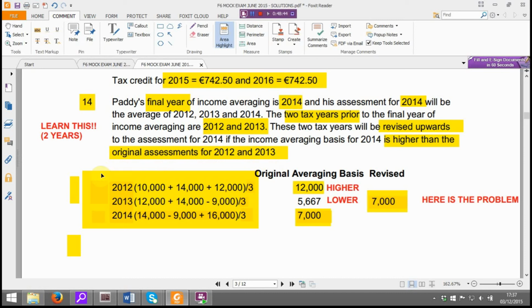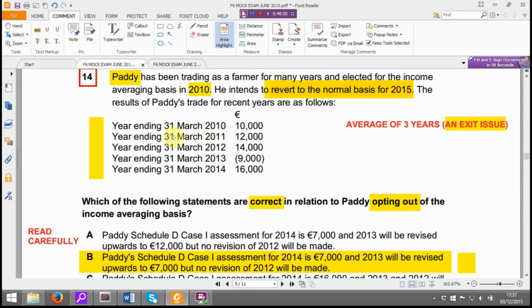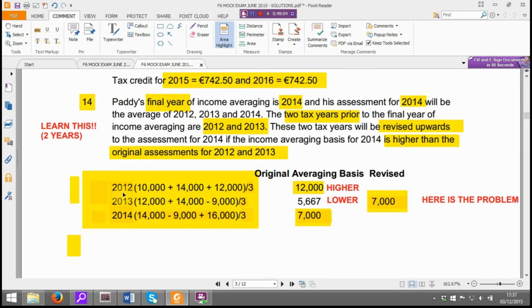So we need to work out what are the original assessments for those 2 years, and really that's what they do here. Now remember, we're given the information in the question, so all that we're looking to do is to use this information and say, okay, on a normal basis, what is the averaged income for each year? Well, we're just looking back at the 3 previous years, and that's what they do in the answer. So for example, 2012, we just take the 3 divided by 3. That's the assessment.